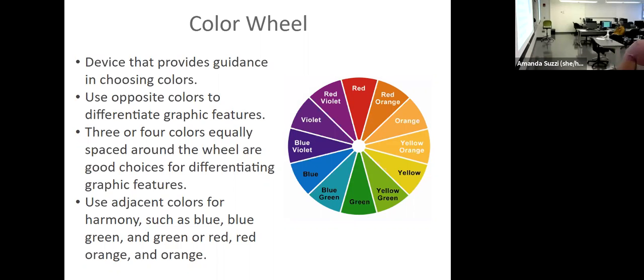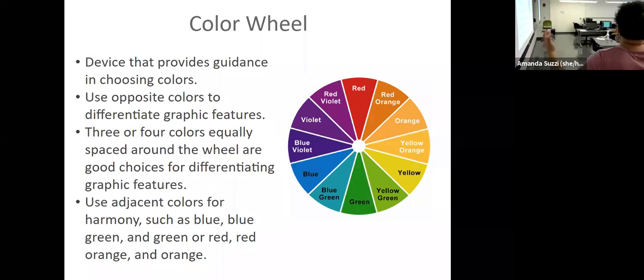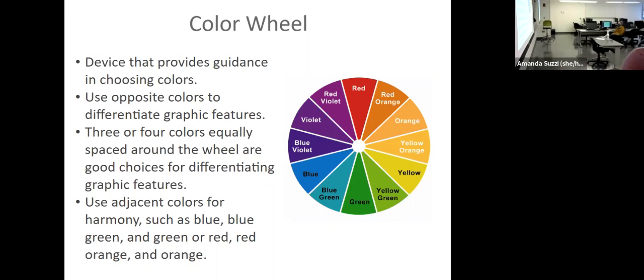If you are doing things that are not choropleth-based, that are not on a scale or a ratio, that's separate. You can use adjacent colors for harmony. If you're doing, I don't know, the relation of Dunkin' Donuts to population, maybe you want to pick all reds and oranges.